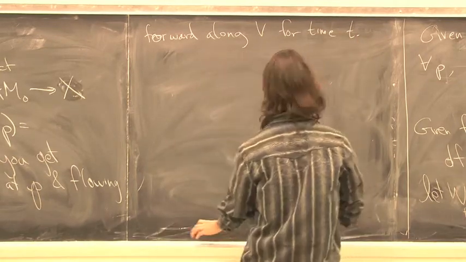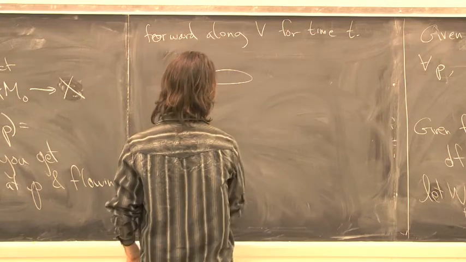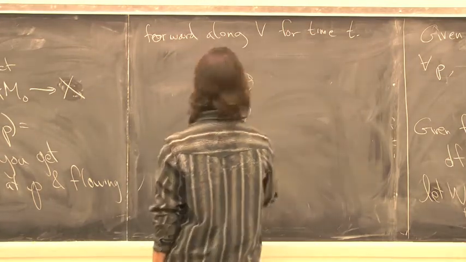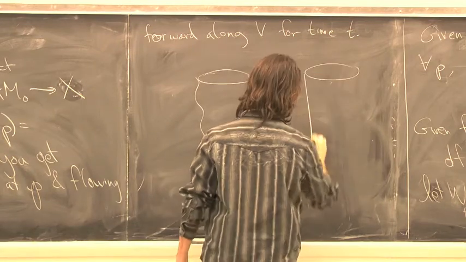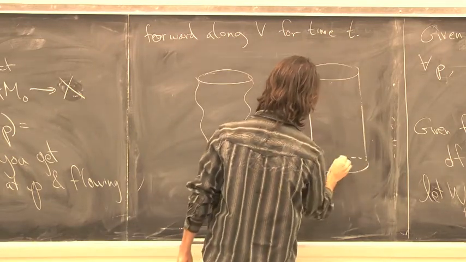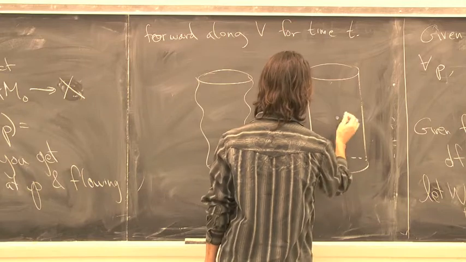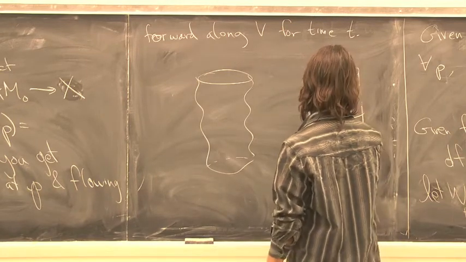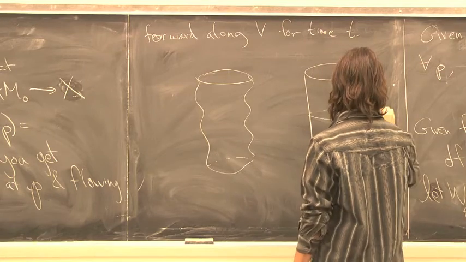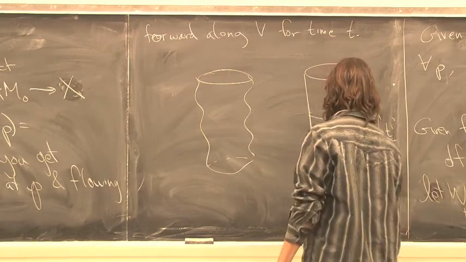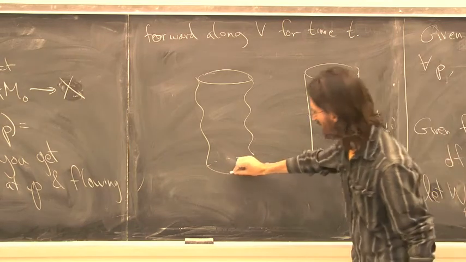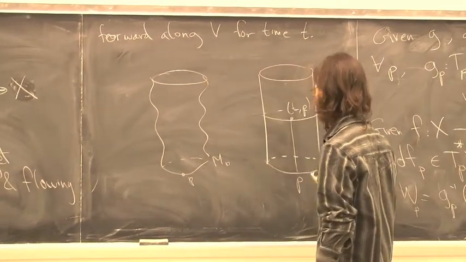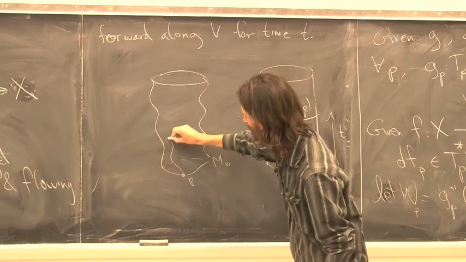just get the picture up here again. And so we're kind of constructing a map from the product to this thing. So if I have a point here at height t and p, this is height t and this is point p, right? Then I'm going to start here at point p. This is m0 down here. I'm going to start at the point p, and then I'm going to flow forward along v.